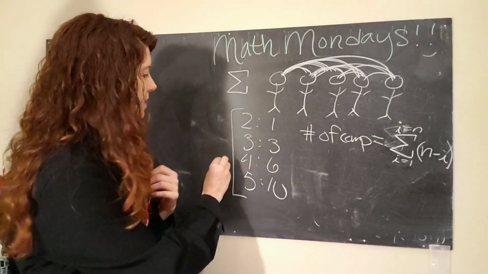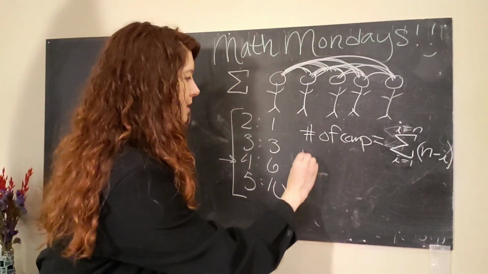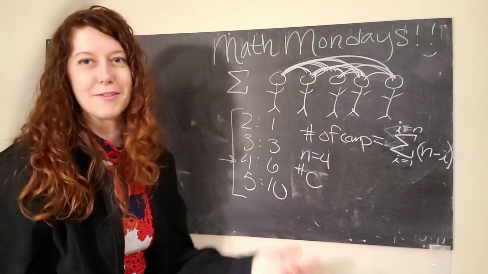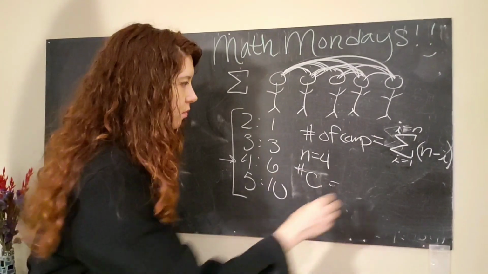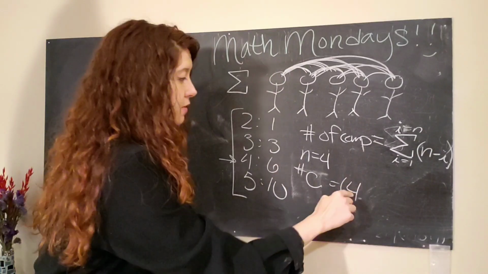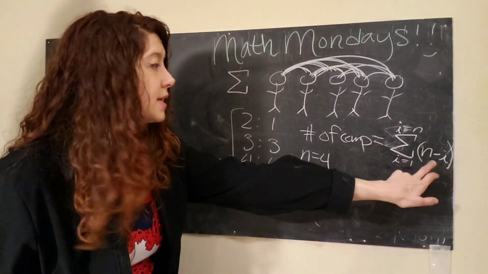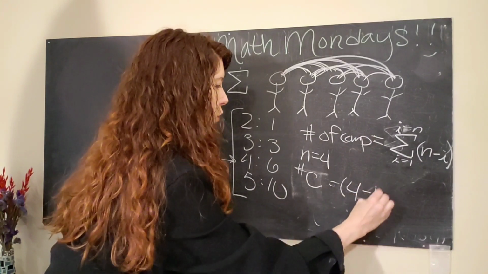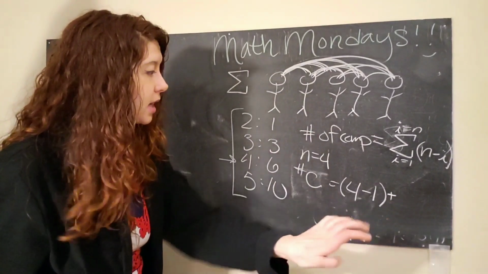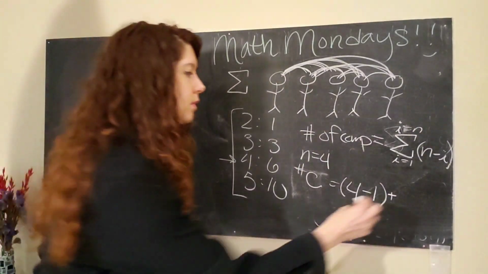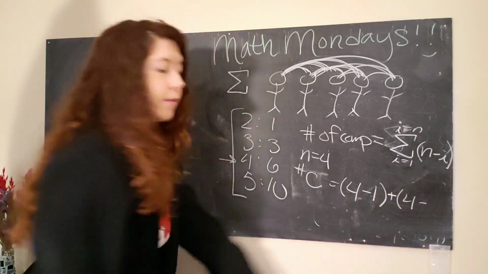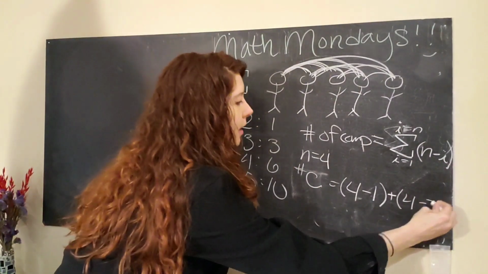So let's test our case for 4. So let's say n equals 4. Then let's find the number of comparisons. We'll just say c for short. Equals, let's walk through this. So in this case, n is 4. So the first term is n minus 1, so 4 minus 1. And then our summation tells us that we add a plus sign in between the next term. And the next term is 4 minus i, where i equals 2. So 4 minus 2.